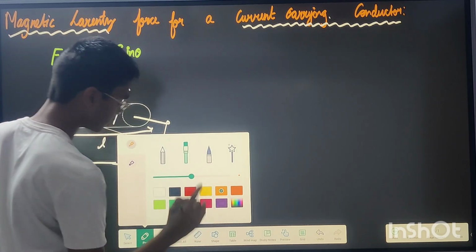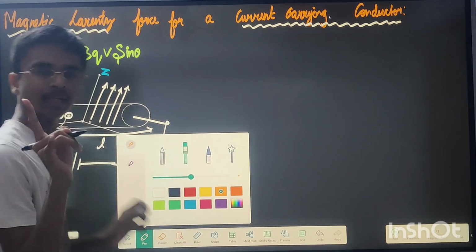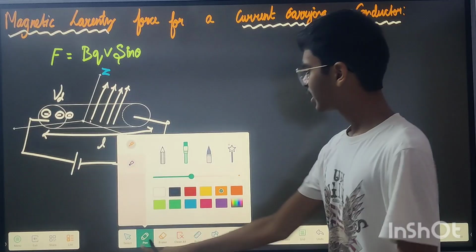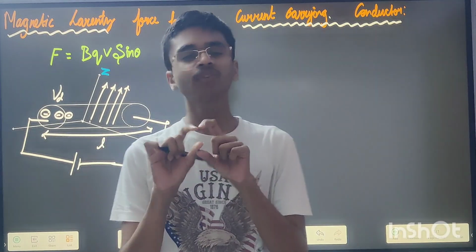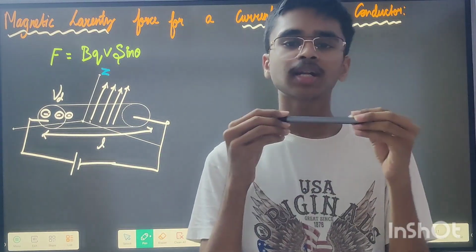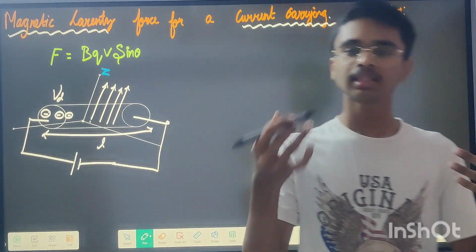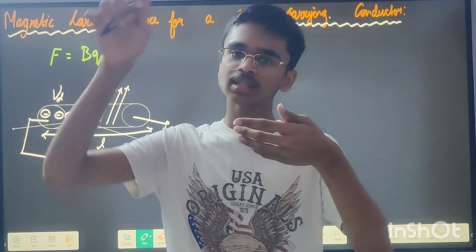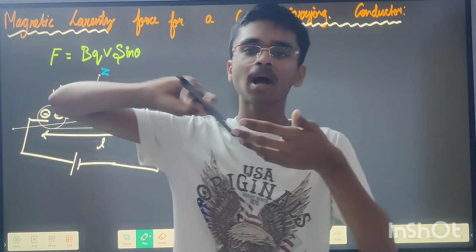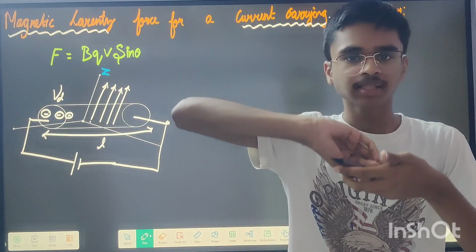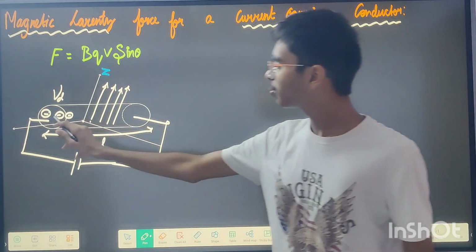For a single electron, what is the Lorentz force? We have already seen the concept where one electron is moving with some angle theta in the magnetic field, making the electron move in a circular path so that the work done is 0. But here there are many electrons.